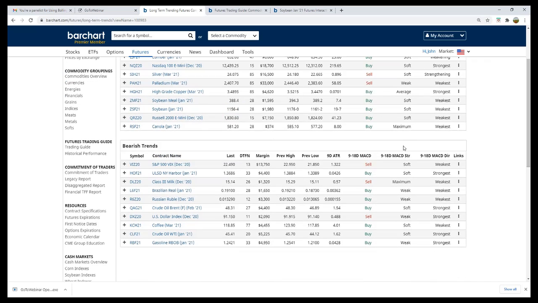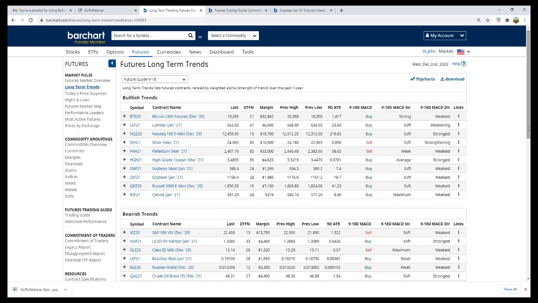And if I look down here in my bearish trends, notice that our energies all have buy signals. Again, this could be an indication of a bottoming action or a major correction inside of this larger trend.